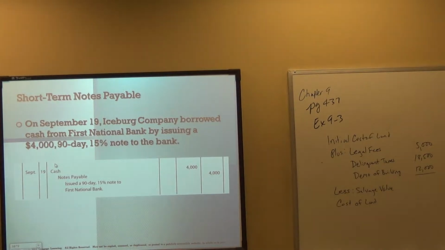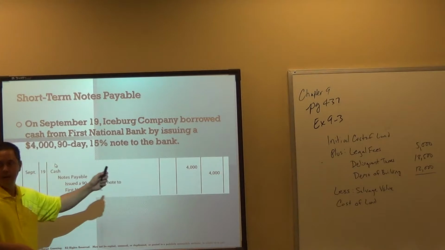On December 19th, the company borrowed cash from First National Bank by issuing a $4,000 90-day 15% note. So a little different here. So we have 15%. Okay, so we have cash that we get in from that. They issued it to us. And then we have a note that we're obligated to pay.